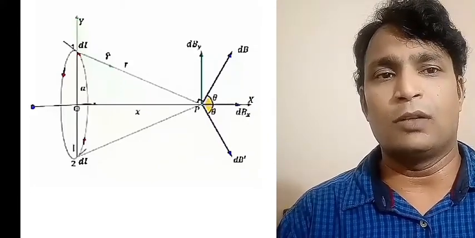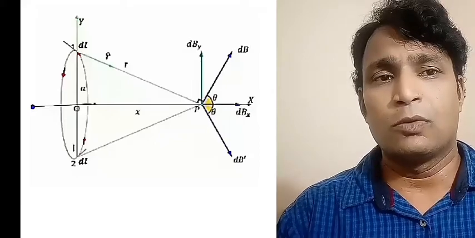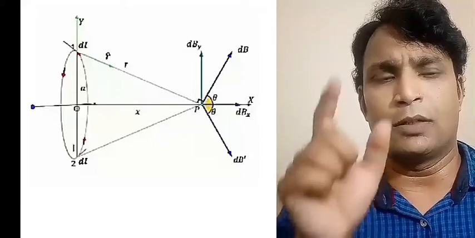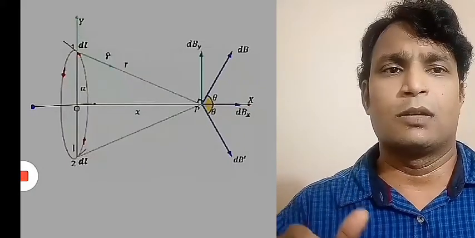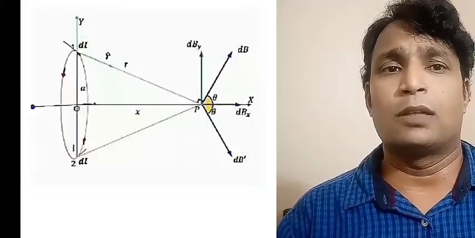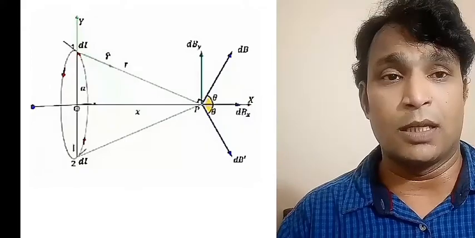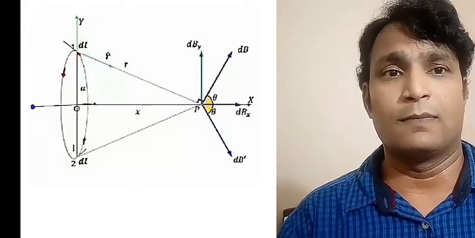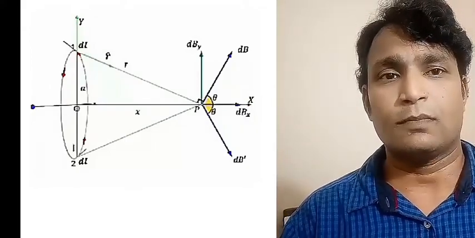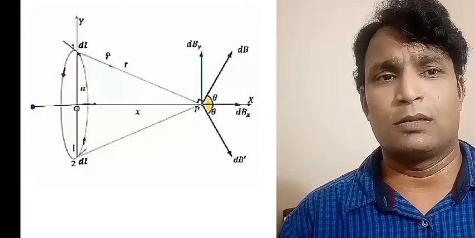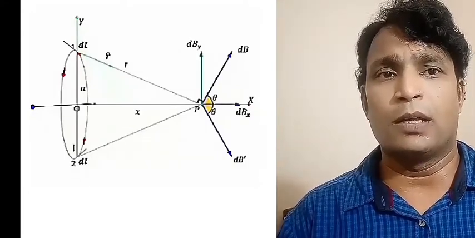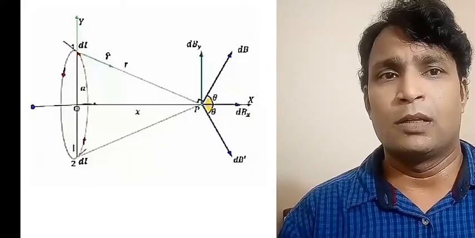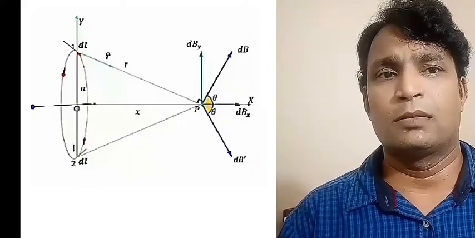Now we take two current elements dl at the two ends, at a distance r, just like a tangent. We know that the angle between radius and tangent is 90 degree. So here we will take two elements dl. First we have to find the magnetic field due to this current element.